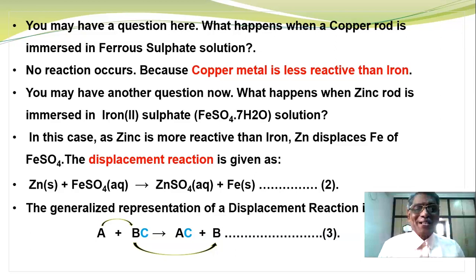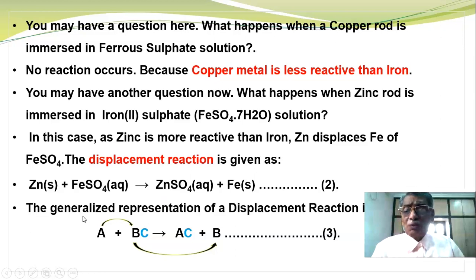You may have another question now. What happens when zinc rod is immersed in iron 2 sulfate solution? Right. Now, in this case, as zinc is more reactive than iron, zinc displaces iron from FeSO4. The displacement reaction is given as Zn solid plus FeSO4 aqueous gives rise to ZnSO4 aqueous and Fe solid. That means zinc has displaced Fe from FeSO4 solution and Fe is thrown out.